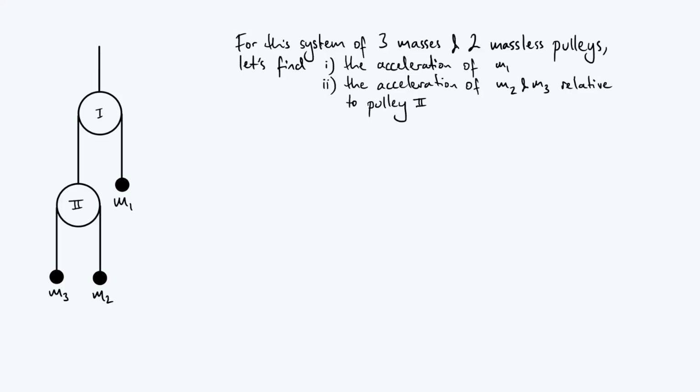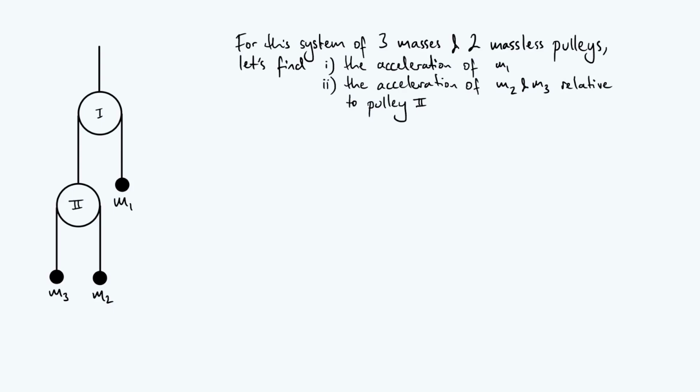Hello everyone, in this video we're going to consider a double pulley system, so basically a pulley connected to another pulley, which is illustrated in the diagram that I've drawn here. So we've got three massive particles and two massless pulleys, which we're also going to assume are smooth, and the main things that we want to achieve are to find the acceleration of the three masses.